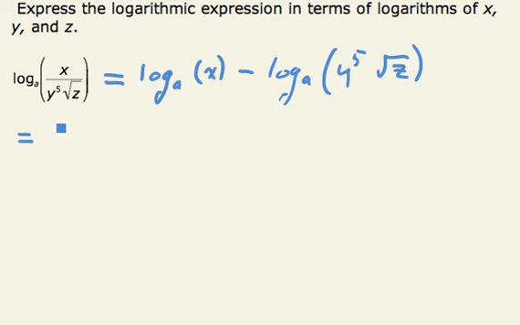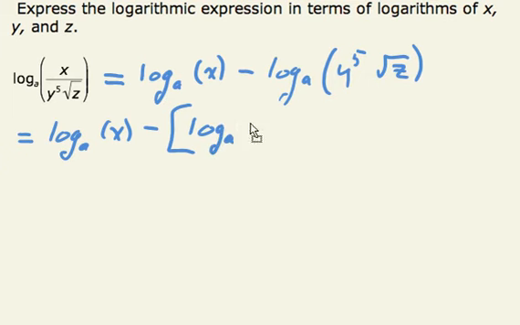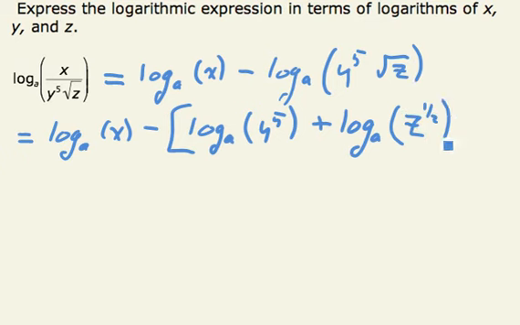The next property of logs we use, I'm going to leave the first term alone, says that the logarithm of a product is the sum of the logarithms. So I'll write this as log base a of y to the fifth plus log base a of the square root of z, which we can write as z to the 1/2 power. I need this square bracket here to make sure I distribute later.